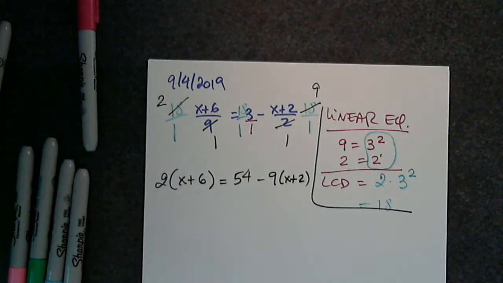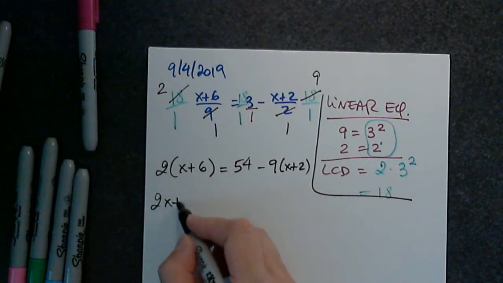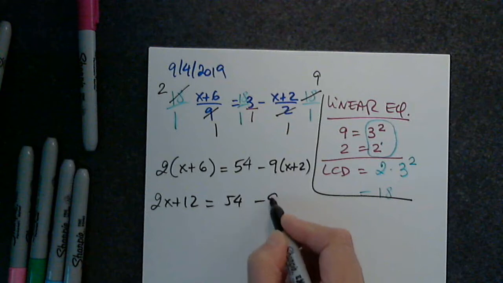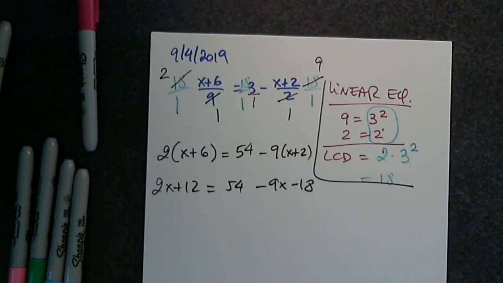Any questions so far? Is this okay, everyone? Questions, please stop me anytime. Anything? Okay, so this is 2x plus 12 equals 54 minus 9x minus 18. It is recommended to simplify both sides.